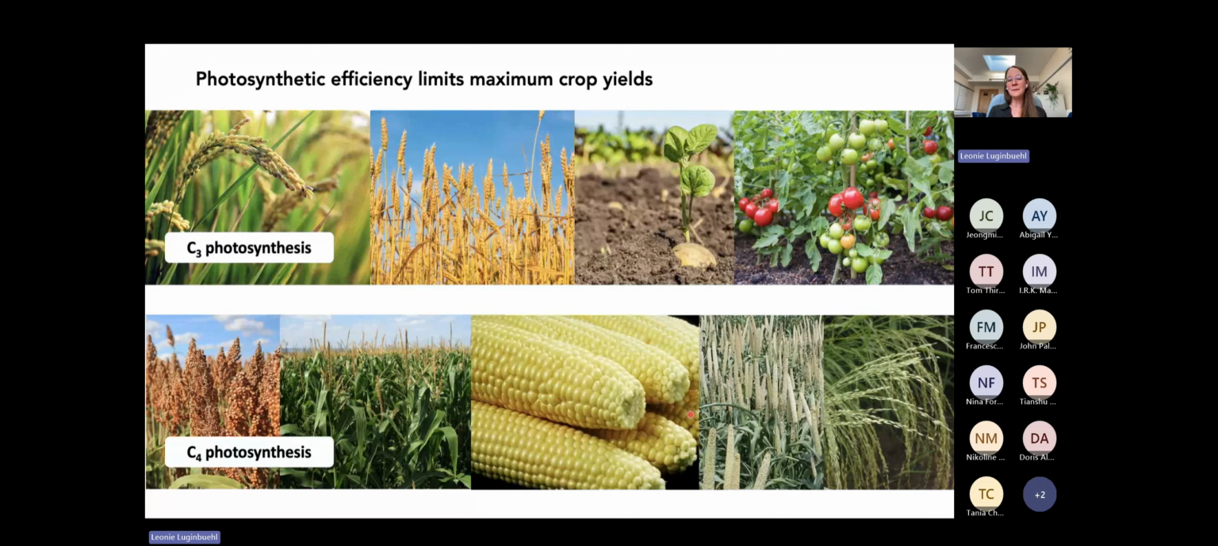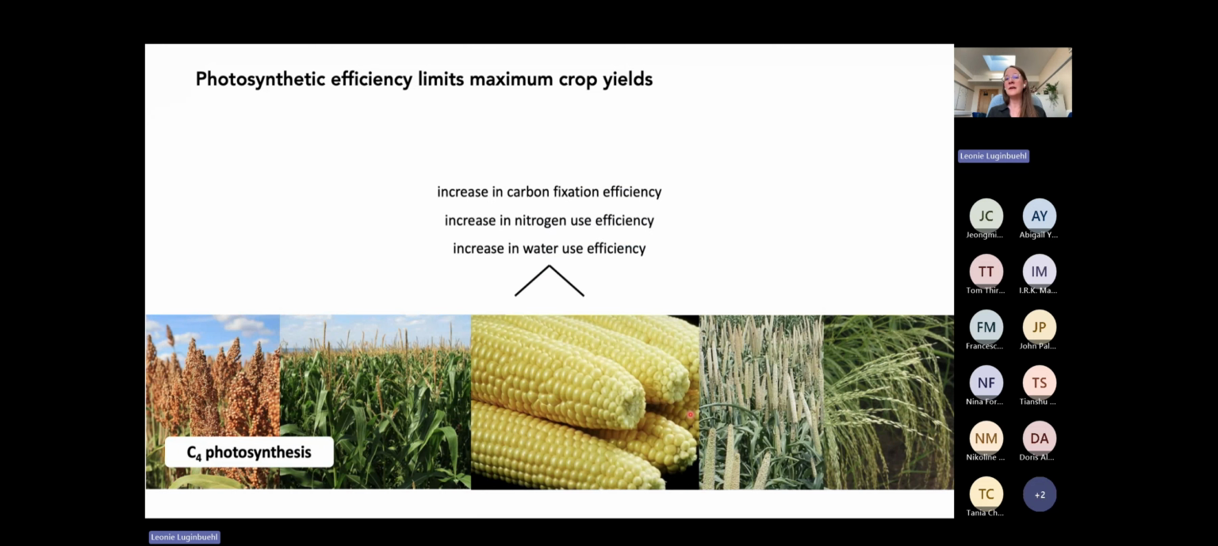And these plants, because they use a more efficient way to photosynthesize, they show increased carbon fixation efficiency, but also increased nitrogen use and water use efficiency. And that actually can increase their yields by up to 50% compared to the most productive C3 crops. And so as a result of that, these crops are some of the most productive crops on Earth. So what makes C4 photosynthesis so much more efficient than C3 photosynthesis?